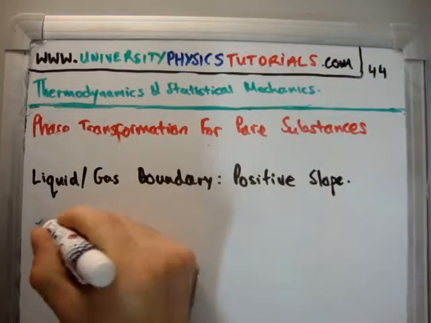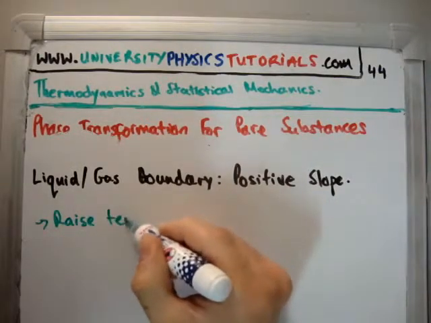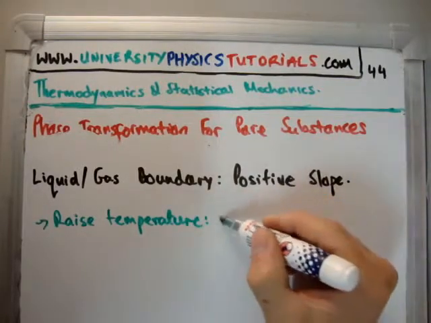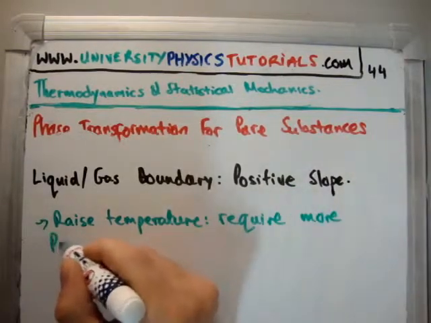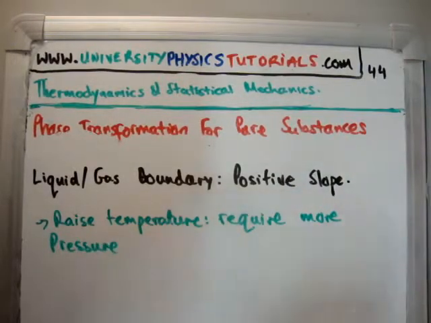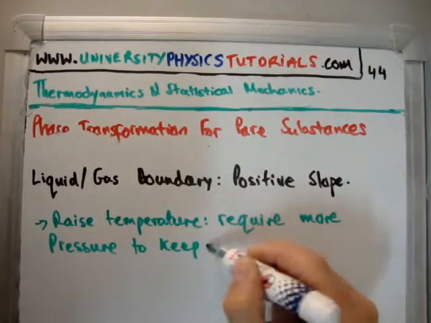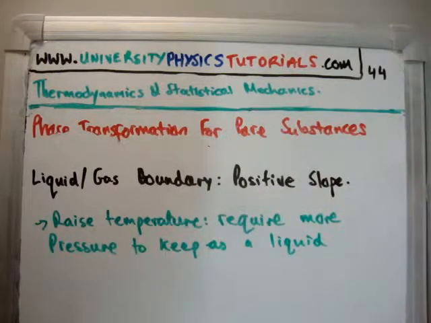and that's important, believe it or not, because what it means is as follows. It means that if you raise the temperature, you require more pressure to keep it as a liquid. Okay, I'm going to go back to the graph in a minute, but it's important here that on the liquid gas phase boundary, if you raise the temperature, you require more pressure to keep whatever you have as a liquid.